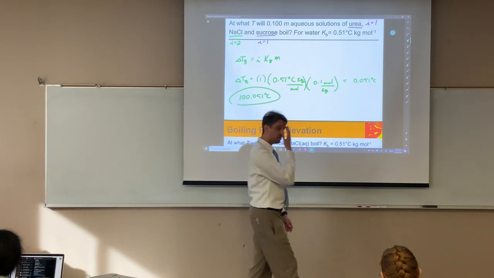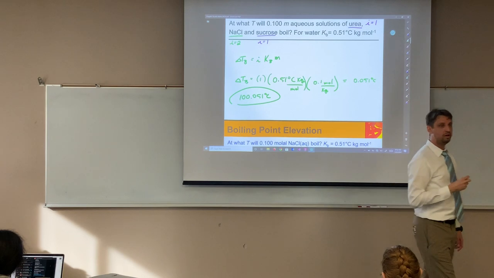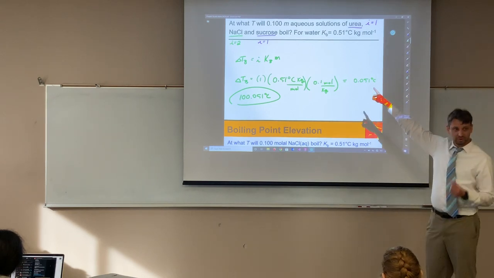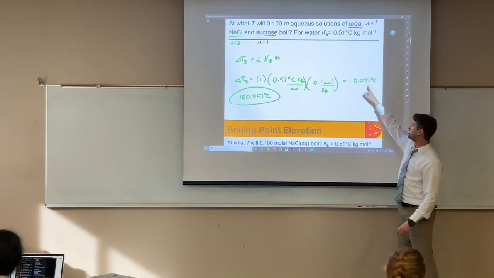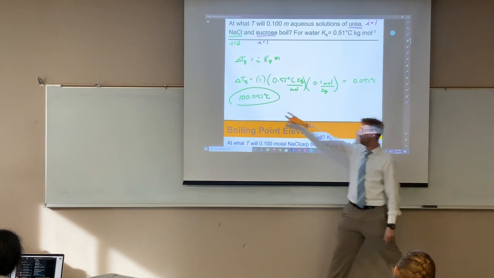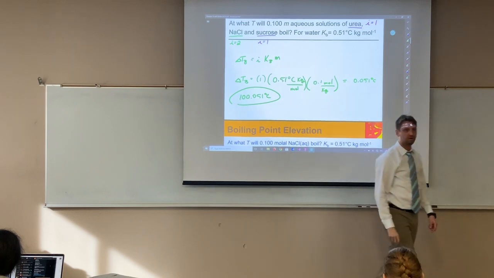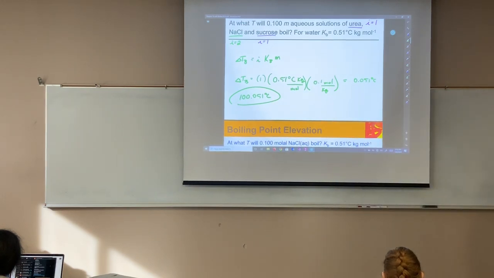That's a huge difference. Yes. So why do we add 100? We're looking at the boiling point of an aqueous solution. What's the boiling point of water? 100 degrees Celsius. This is our change in boiling point, so 100 plus our change in boiling point. Good question. Got it?